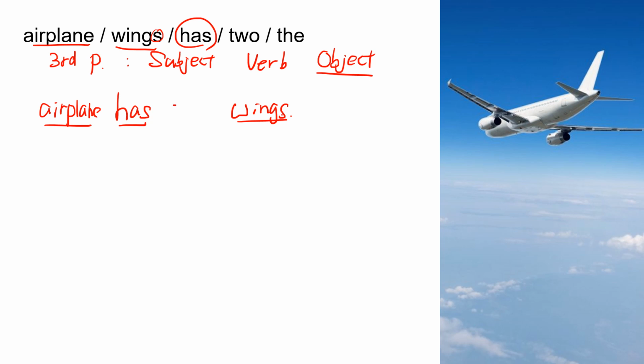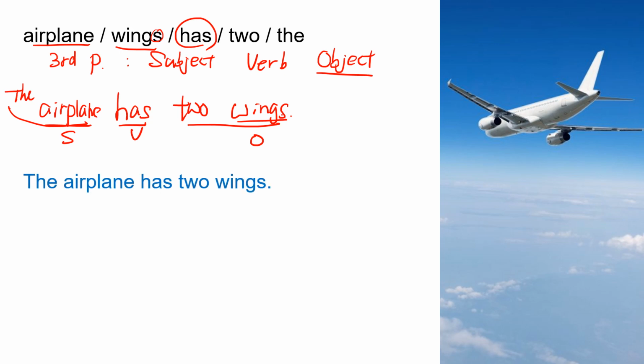But wings, how many wings? 2 wings. And then the airplane. The airplane is the subject, then verb, and object. The airplane has 2 wings. The airplane, again, subject, verb, and object. So let's read this together. Has to. Let's cut here: has to. The airplane has 2 wings. The airplane has 2 wings.